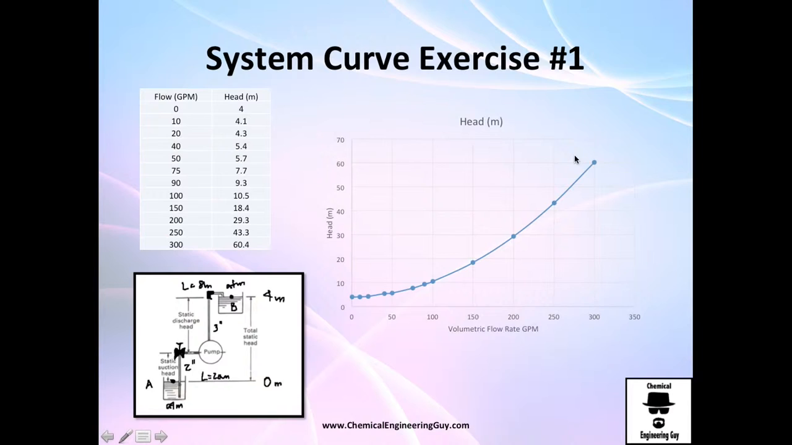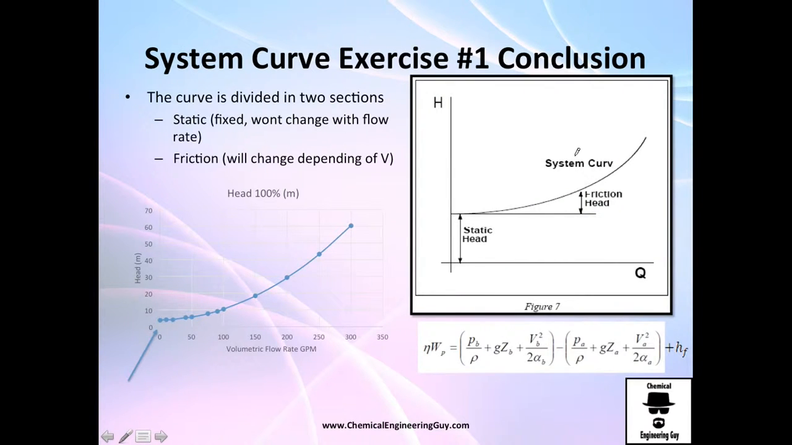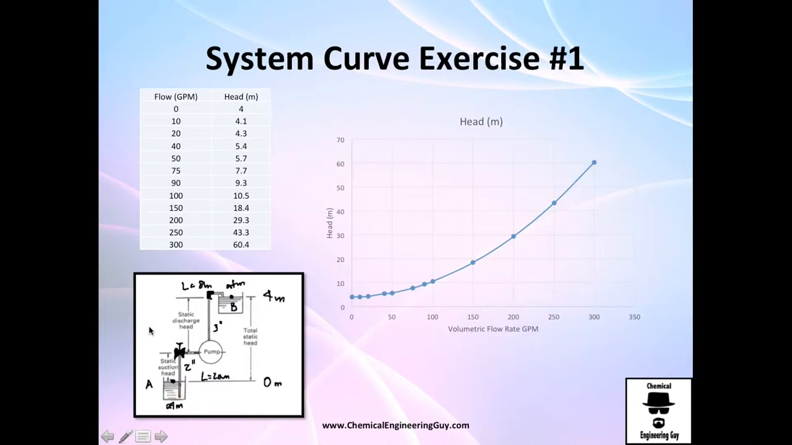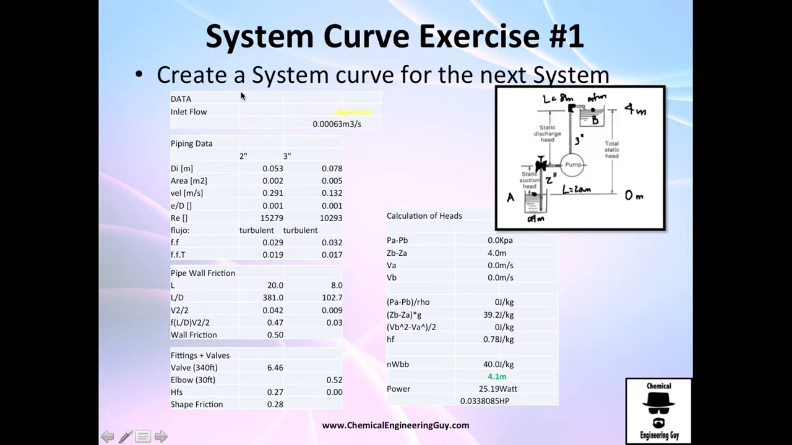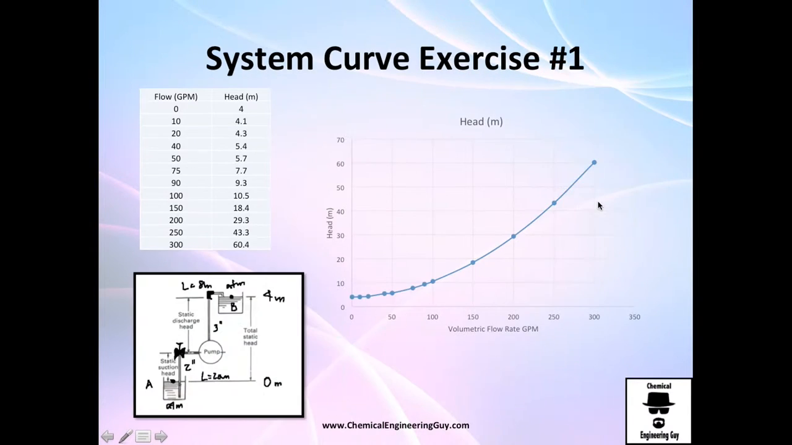Now, let's make some conclusions. The curve is divided in two sections, probably you've seen here. This little part right here, when we have zero flow rate, we have a head. And that's very curious. You will be asking yourself, why do we have a head? That's the head of the height. Even though you don't have velocity, you still need to have this height. So that's static.